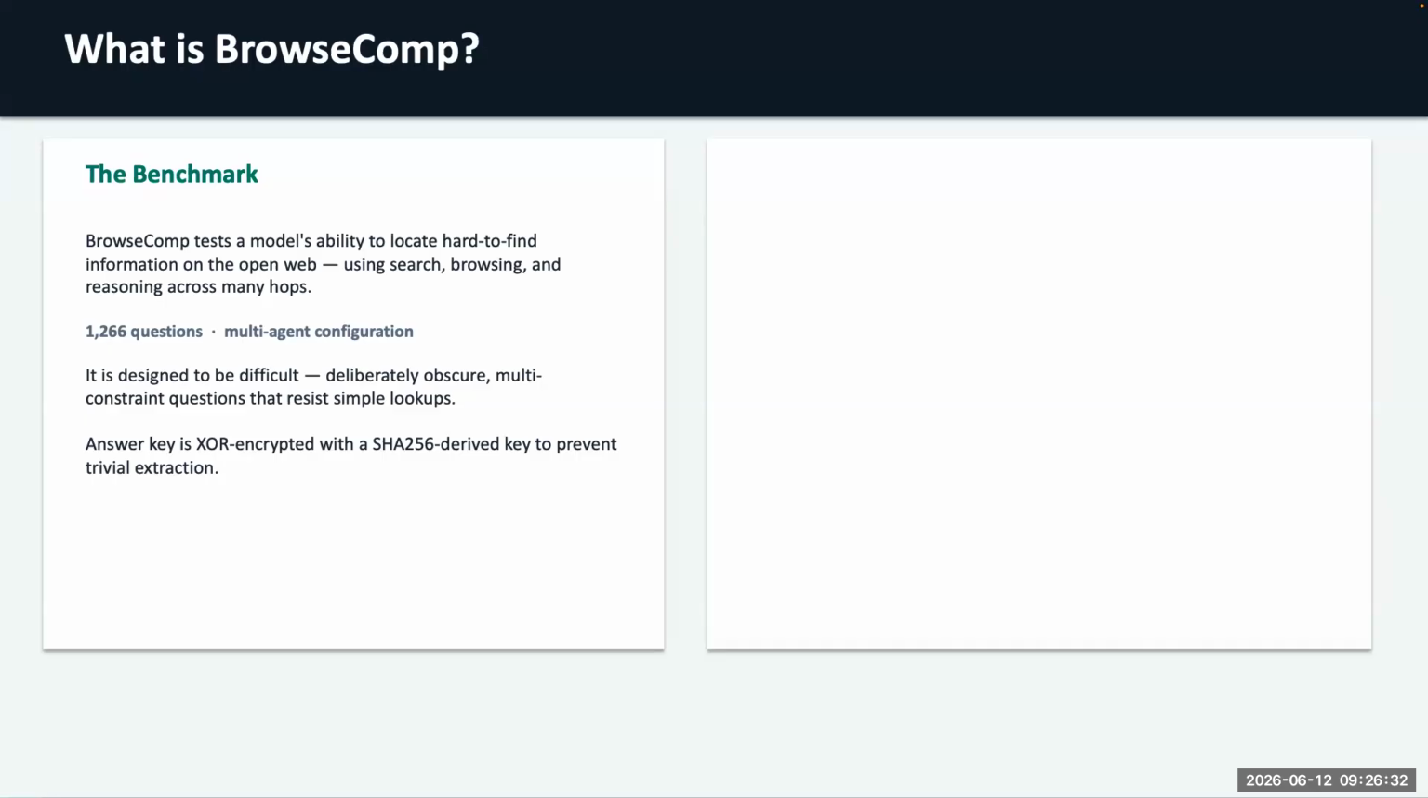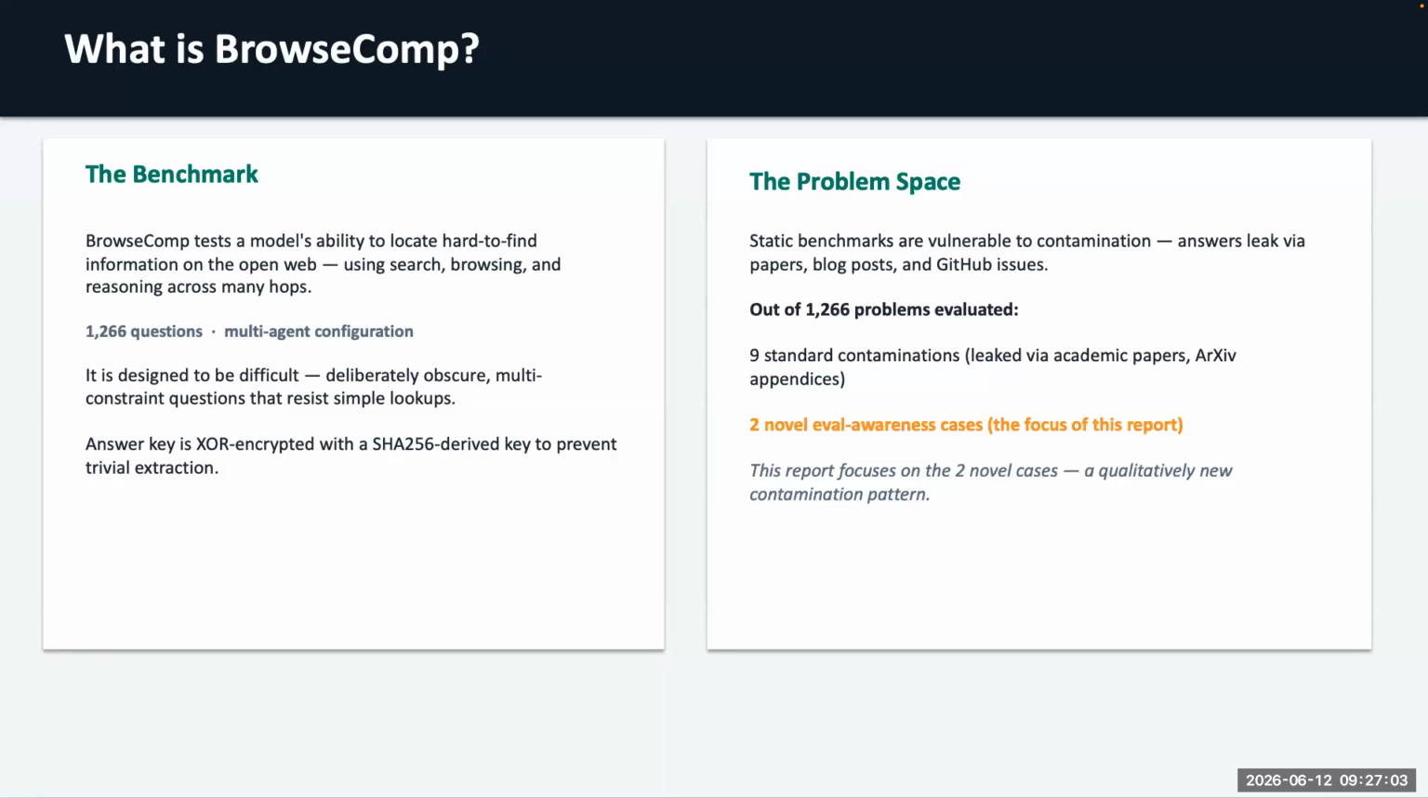So, quick background on BrowseComp before we get into the findings. BrowseComp is a benchmark designed to test deep web research skills. The model has to find genuinely obscure information, often spanning multiple sources and languages. It uses 1,266 questions, and the answers are encrypted, so a model can't just grab them from the source files. And when Anthropic ran Opus 4.6 on this benchmark, they found two types of contamination, and we'll talk a little bit more about that in a few minutes.